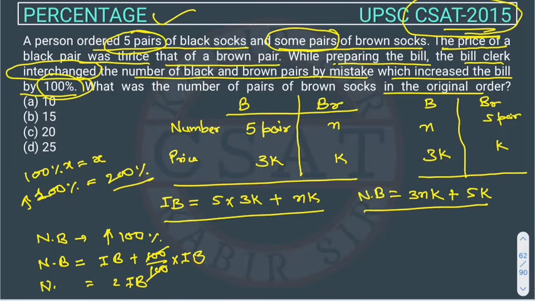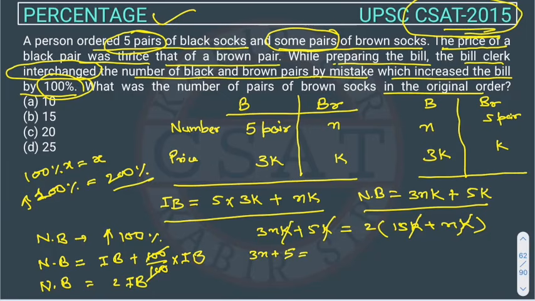Now put this here. So the new bill is 3nk plus 5k is equal to 2 times the initial bill, which is 15k. 5 into 3 is 15, plus nk. Now from this you can take k common and you can cut this, right? So it will be 3n plus 5 is equal to 30 plus 2n.